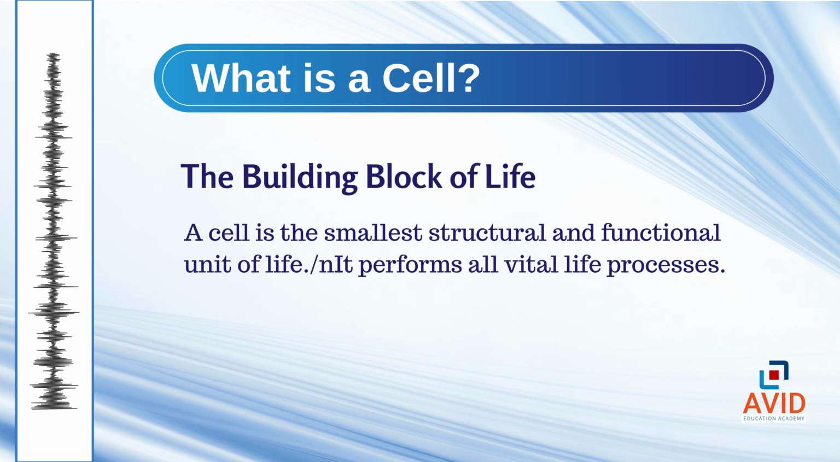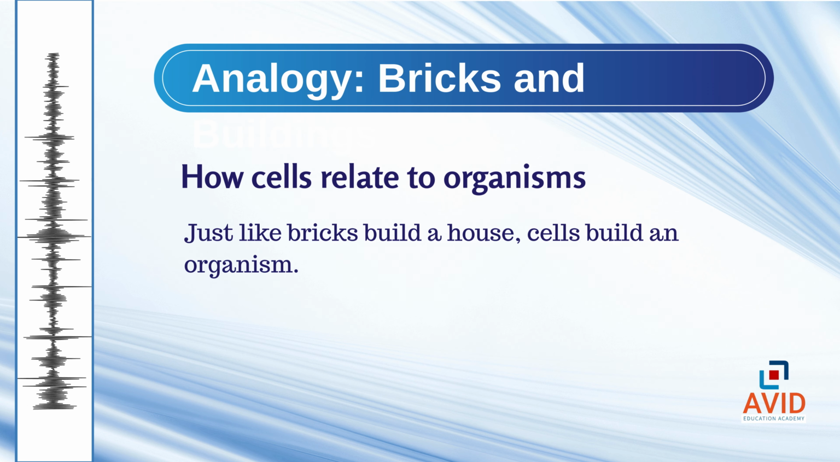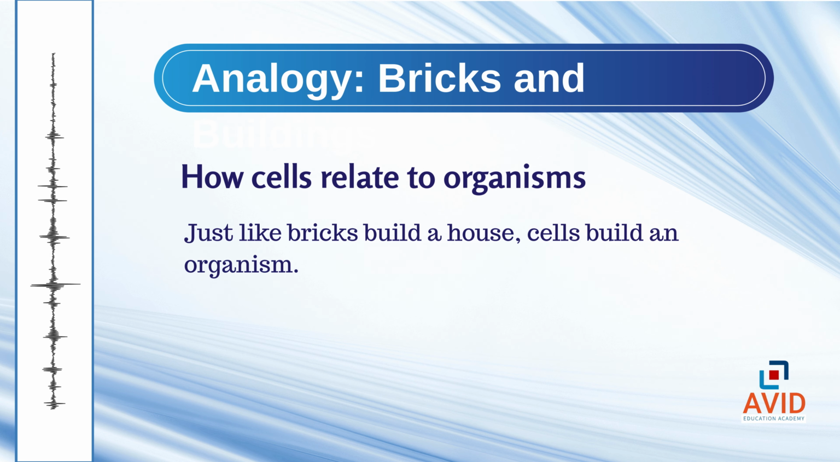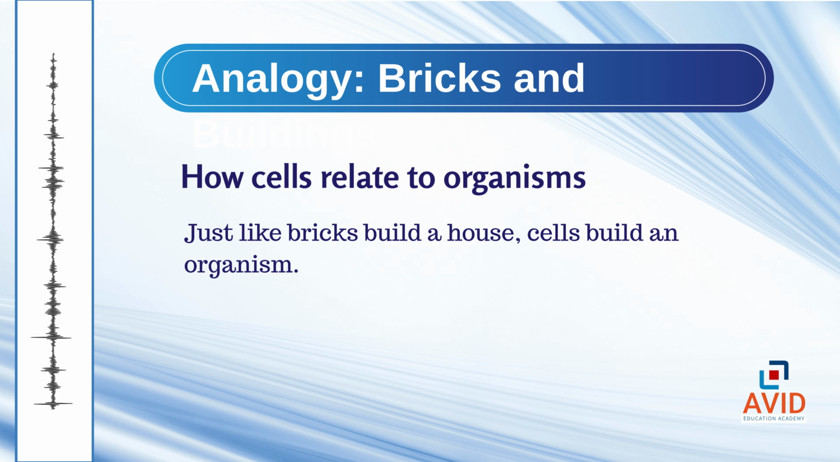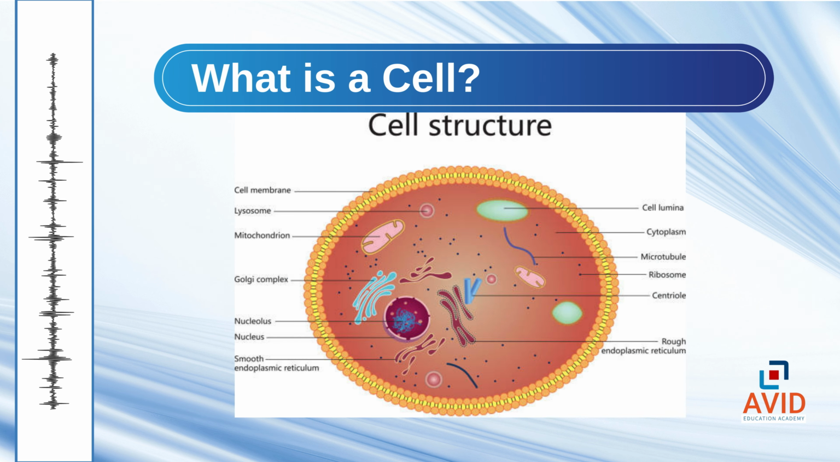The cell is the basic structural and functional unit of life. This means that every living thing, whether it's a human, a cat, a mango tree, or even a tiny bacteria, is made up of cells. Think of it like this: just like bricks are used to build a house, cells are used to build an organism. हर जीवधारी की संरचना की सबसे छोटी इकाई होती है कोशिका. यह जीवन की ईंट है. Without cells, there is no life.